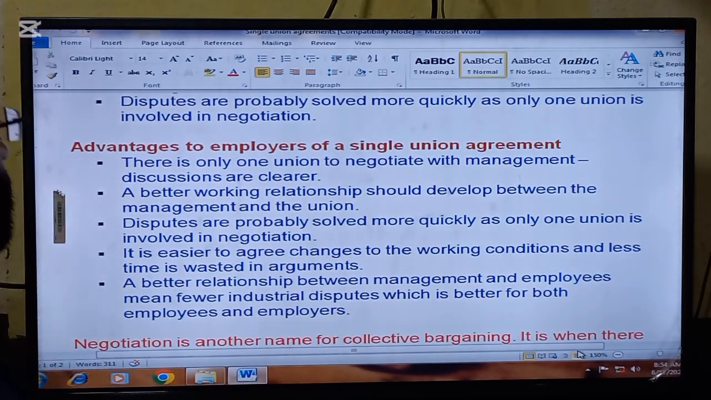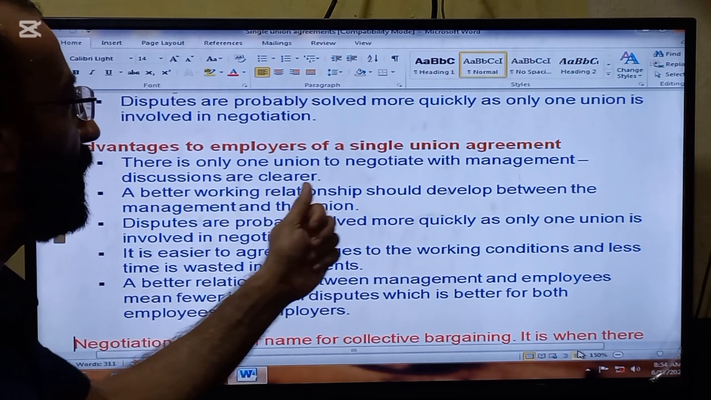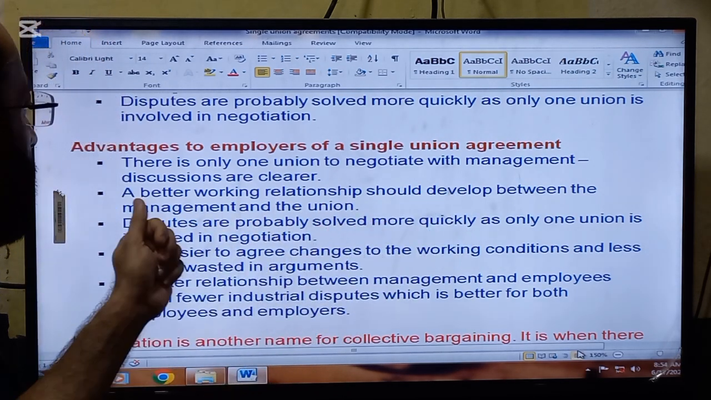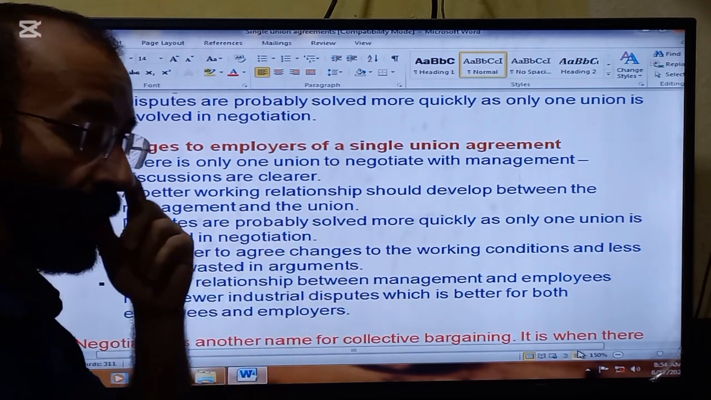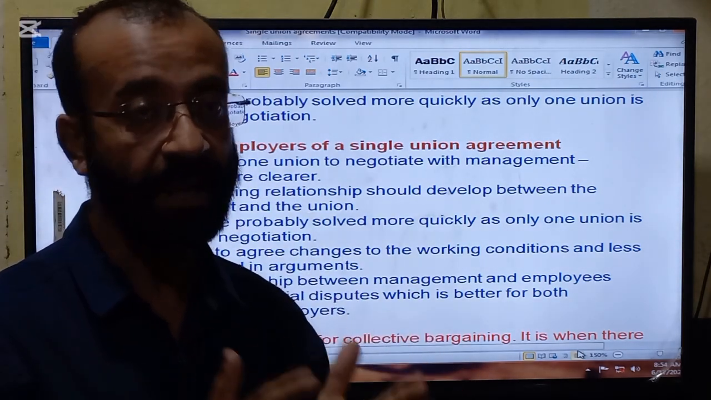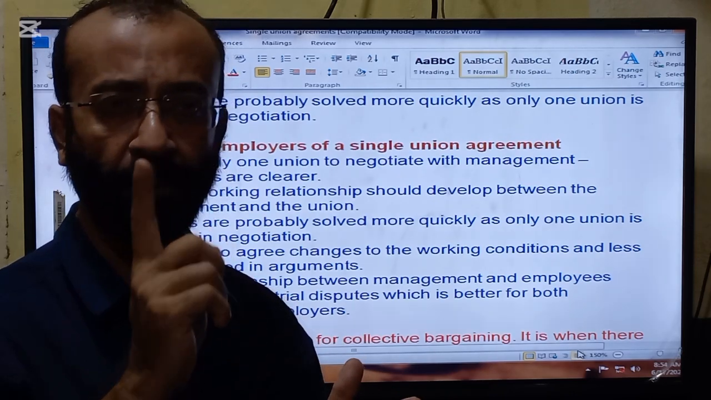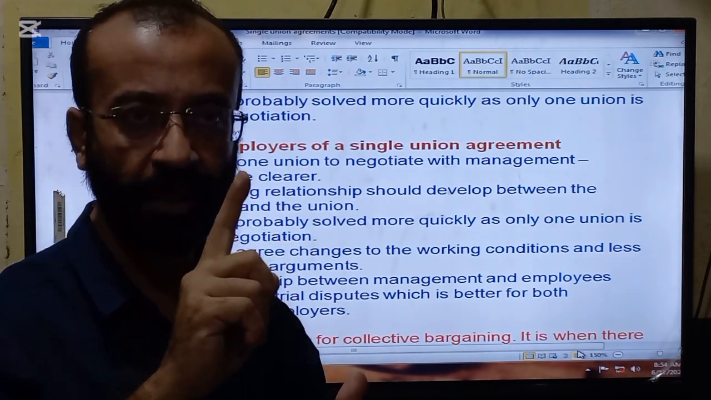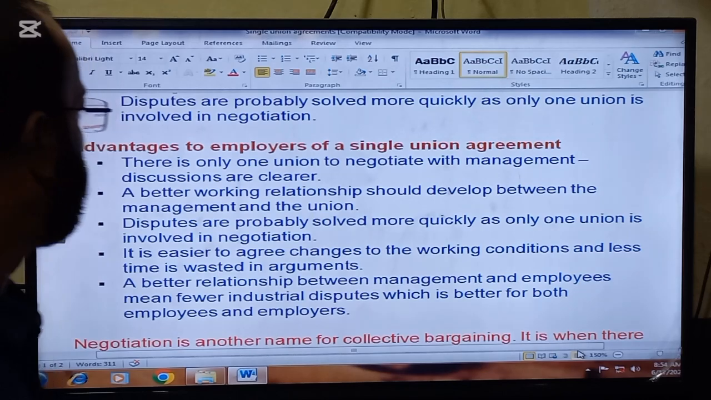So the first advantage to the employers is there is only one union to negotiate with management. Discussions are more clear. So this is an advantage for the employees as well as for the employers because one-to-one negotiation is there. So things will be more clear.